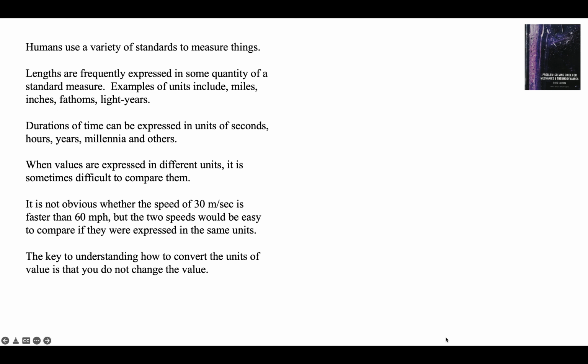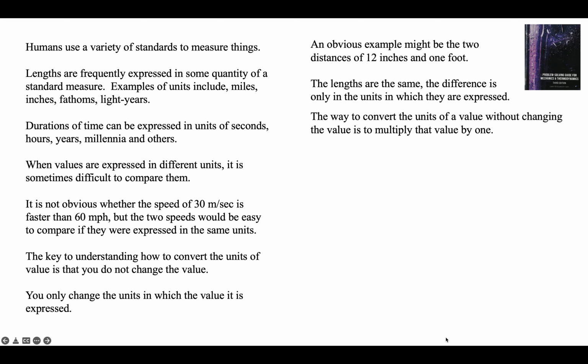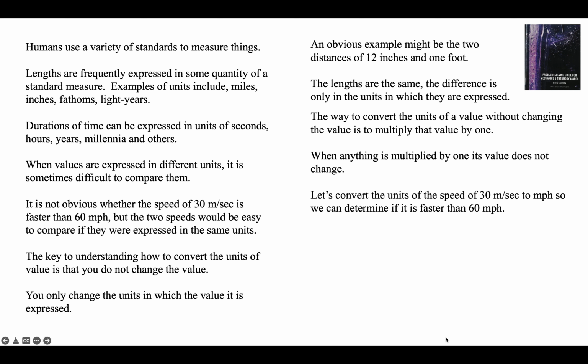So the key to understanding how to convert units is that you don't change the value. You just change the units in which the value is expressed. An obvious example is 12 inches is 1 foot. Same distance. They're not different distances. The units are different. The way to convert the units of a value without changing the value is to multiply by 1. If you multiply by 1, you don't change the value.